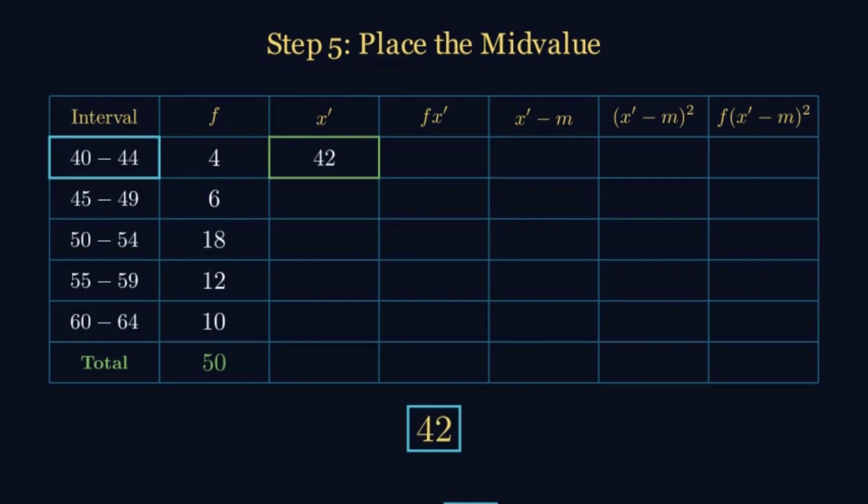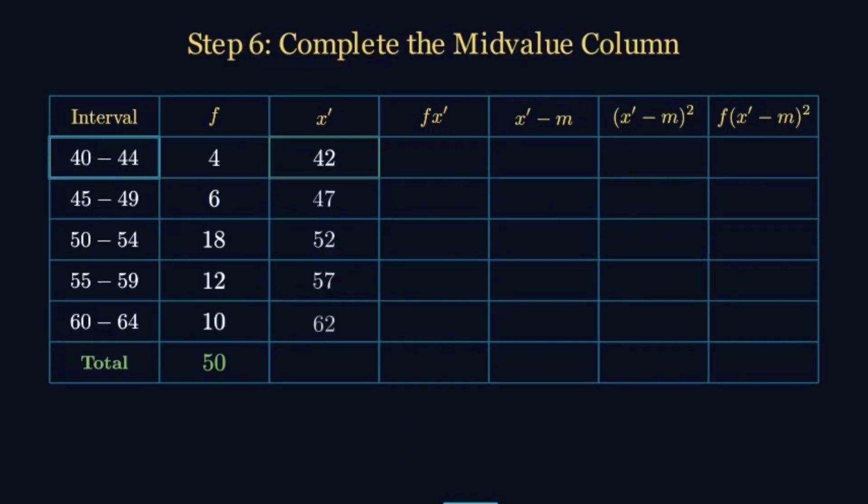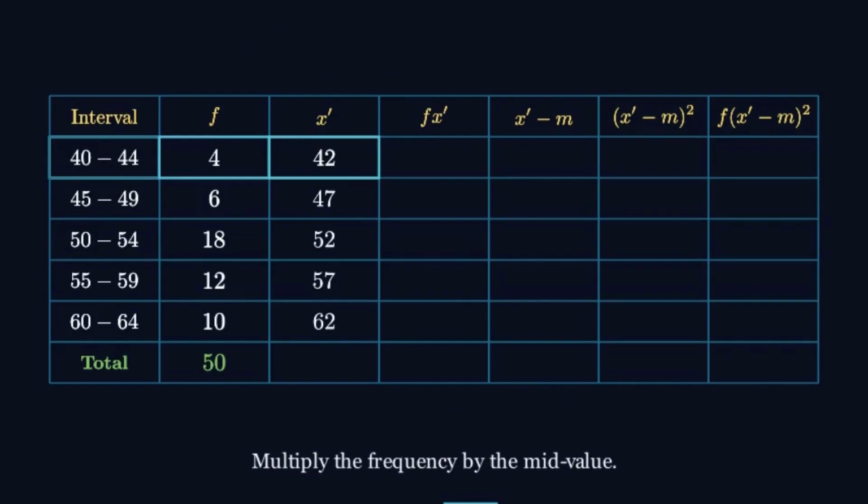Next, complete the mid-value column. Using the same method, calculate the mid-value for each remaining class interval. The completed mid-value column is 42, 47, 52, 57, and 62. Next, calculate and complete the f times x prime column. We multiply each mid-value by its corresponding frequency to obtain the values in the fx prime column. After completing the calculations, the sum of the fx prime column is 2690.